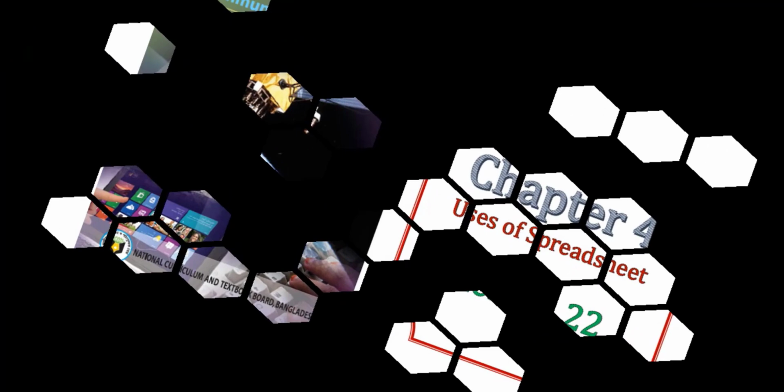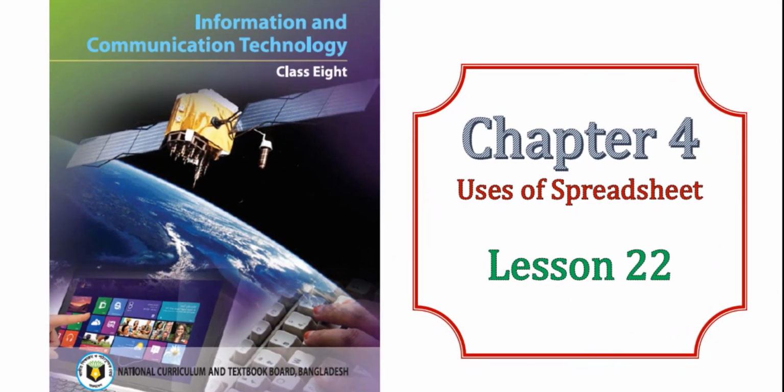Today I'm going to start a lesson on chapter 4, use of a spreadsheet. After reading this chapter, we'll be able to explain the relationship between ICT and a spreadsheet. Secondly, identify the fields of using a spreadsheet. Thirdly, explain the objectives of using a spreadsheet software. And finally, describe the technique of using a spreadsheet software.